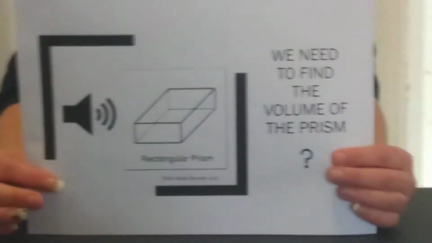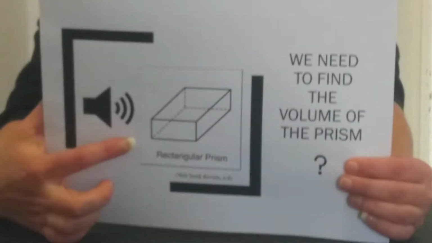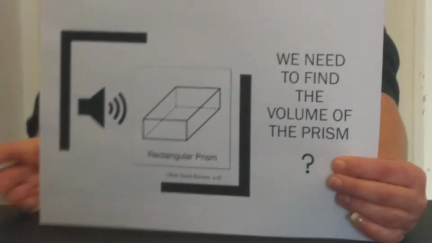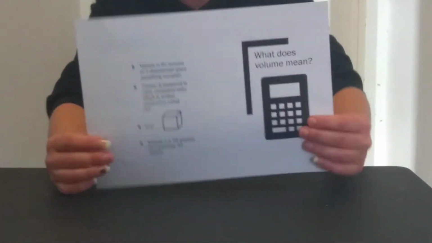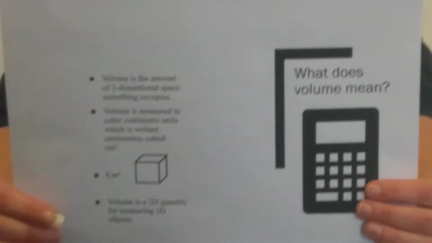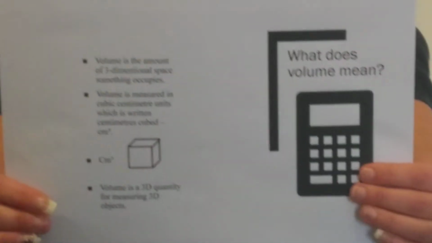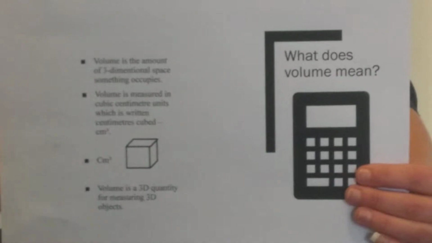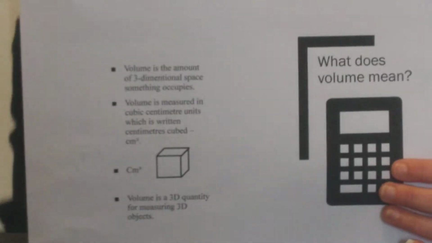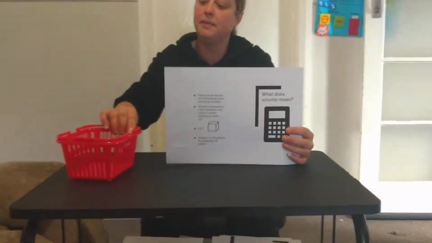We need to find the volume of this prism. Well, alright then, how much volume does this prism have? First, we need to understand what volume means. Volume is the amount of three-dimensional or 3D space something takes up. It's a 3D quantity for measuring 3D objects, like this shopping basket.